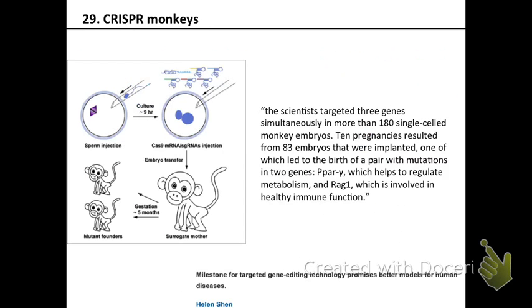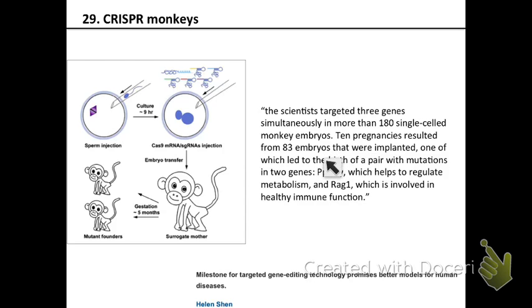So in this experiment, the scientists targeted 3 genes simultaneously in more than 180 single-cell monkey embryos. So they're doing in vitro fertilization and then injecting the eggs that are targeting 3 different genes, right? And so the 83 embryos actually survived this injection. And so they put these embryos in surrogate mothers, which resulted in 10 pregnancies. So you can see that it's not too efficient, right? Starting from 180, we went to 83 and then 10 pregnancies.